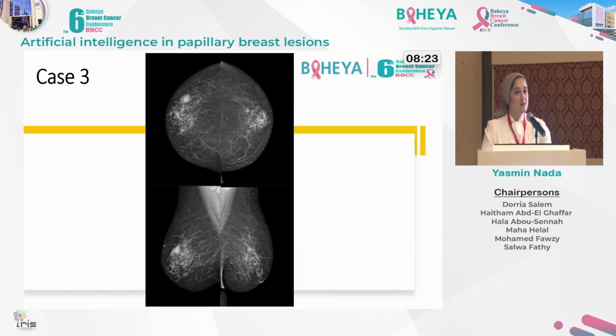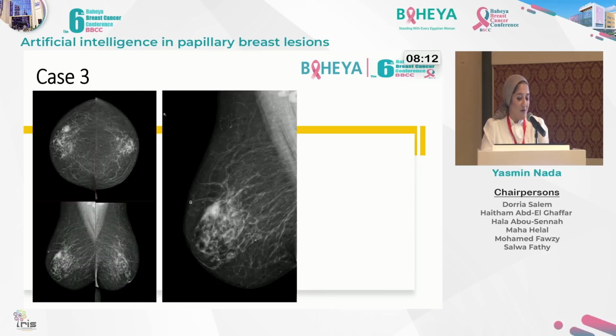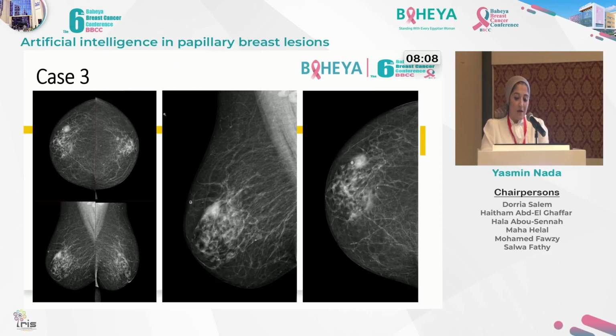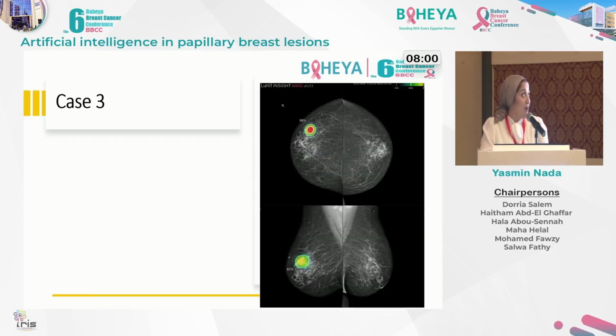Okay, the third case, where is the lesion? Right, bilateral. Actually, I'm pointing to the right lesion because it's more ill-defined, with irregular outline. And let's see the AI. What do you think, benign or suspicious? Suspicious, right? Okay, let's see the AI. Oh, very high score, right? So let's see the pathology: solid papillary carcinoma in situ.